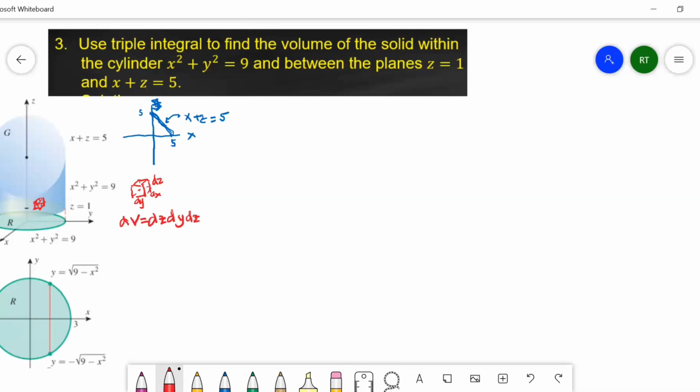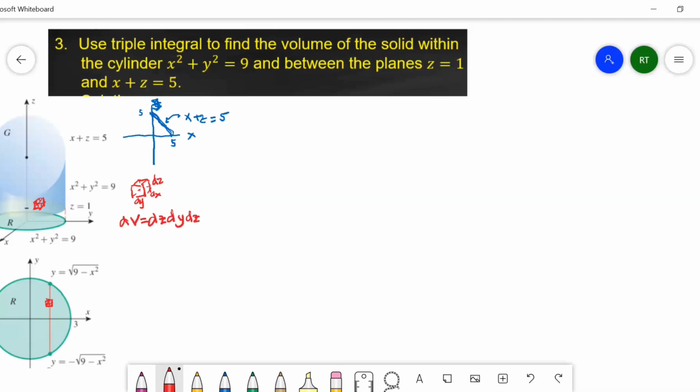So going back to the region R on the xy plane, since we consider the order dy dz, then we can just draw a vertical line, and this is the representative element. So it means that we will go down, up, then left to the right.